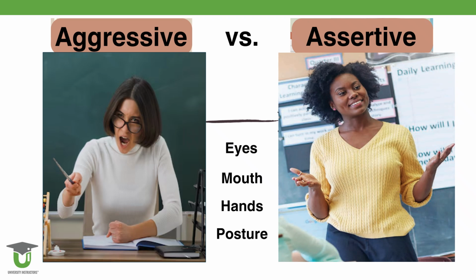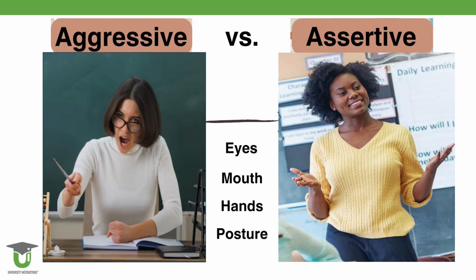For example, the instructor on the left might actually be saying, "I knew you could do it." Even though her body language appears aggressive, her words are positive and encouraging. On the other hand, the instructor on the right could be saying, "Now, why would you say something as foolish as that?" Her body language seems assertive, but her words come across as passive-aggressive.